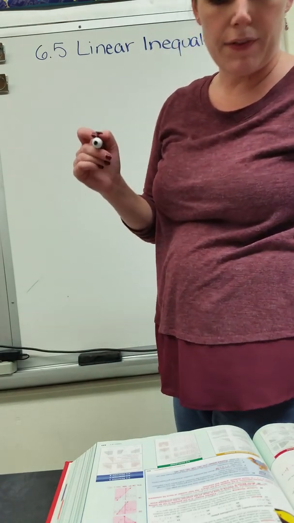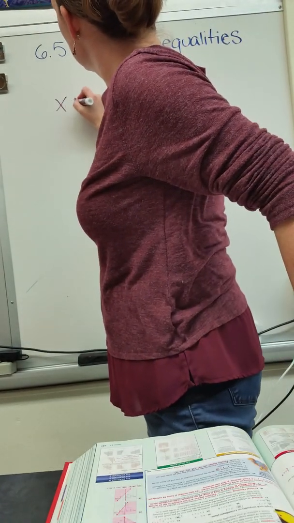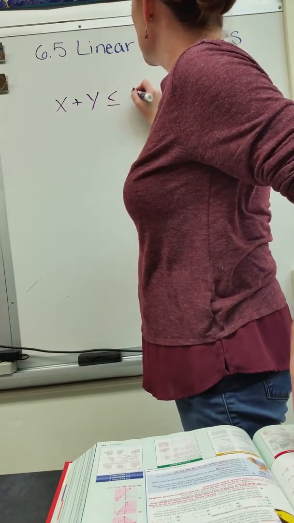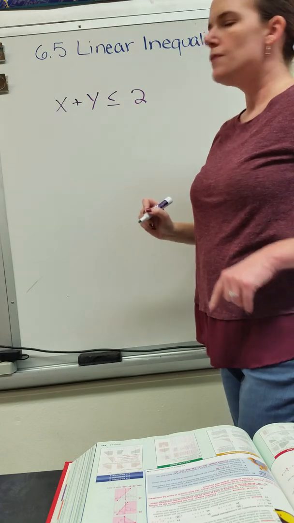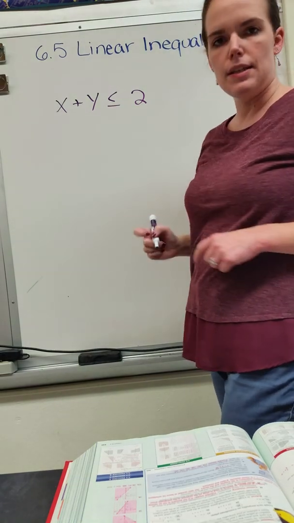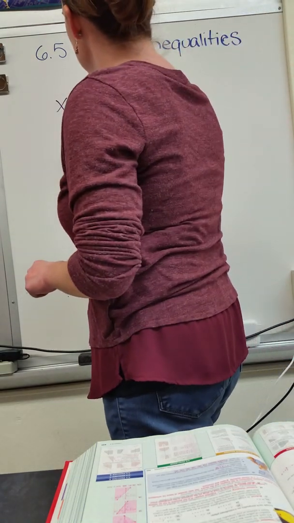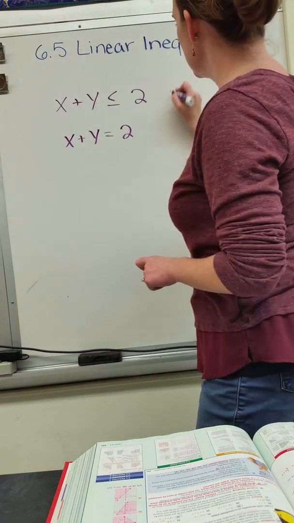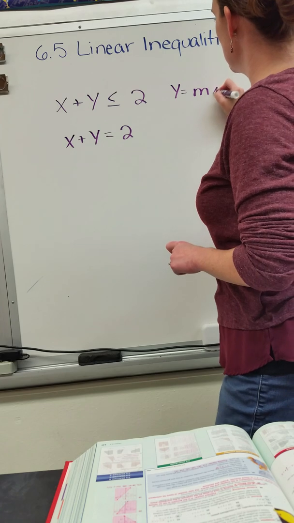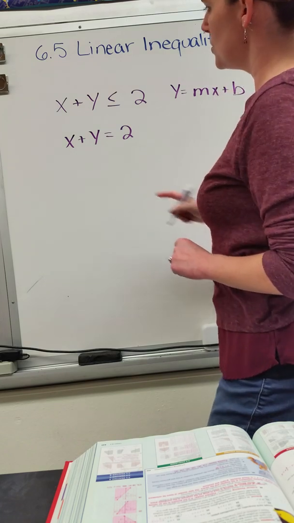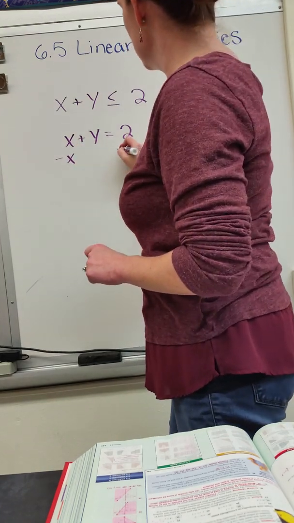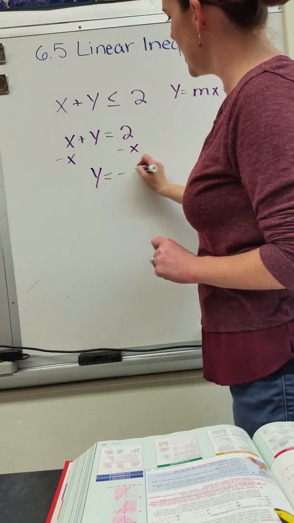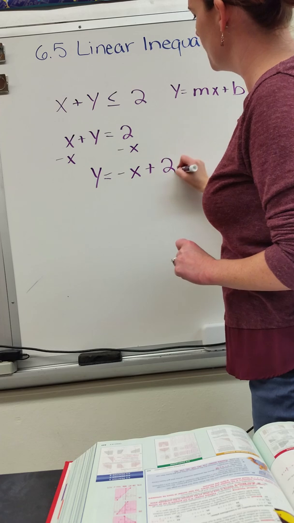So let's say we have x plus y is less than or equal to 2. So the first thing I'm going to do is pretend this is an equal sign. So I'm going to say x plus y equals 2, and I'm going to get it in that y equals mx plus b form. So I'm just going to minus my x, minus my x. So y equals negative x plus 2.